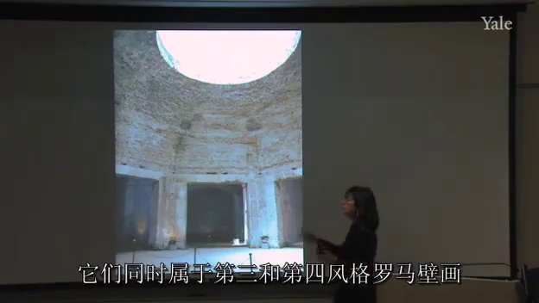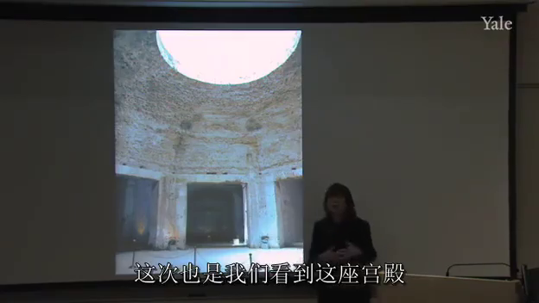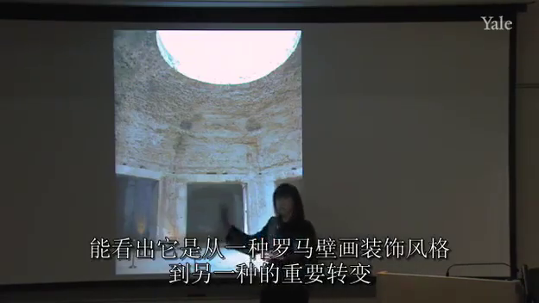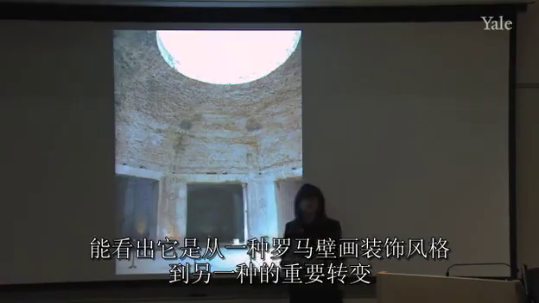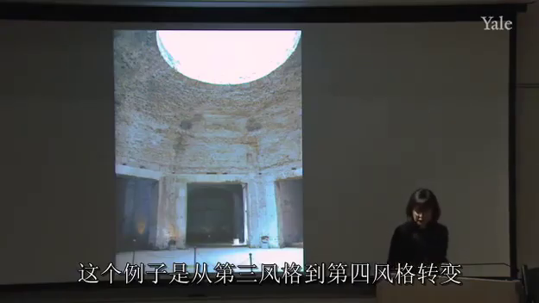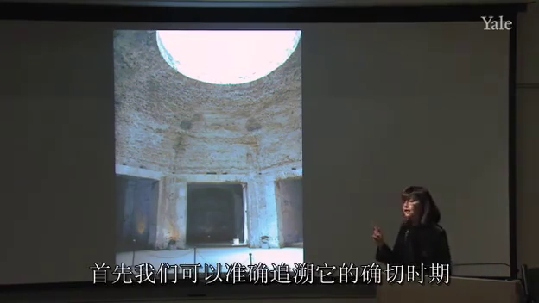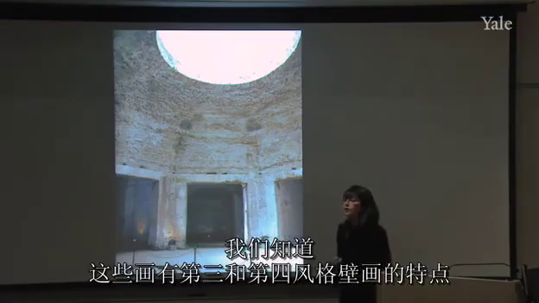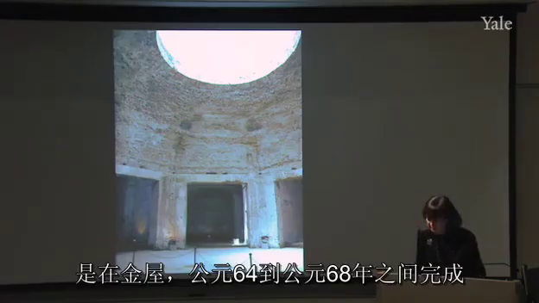So once again, we seem to be in a situation where we are looking at a palace, in this case commissioned by an imperial patron, in which it looks like there was an important transition from one Roman wall painting decoration style to another, in this case the third style to the fourth style. The Domus Aurea paintings are important for three major reasons. The first reason is we can date them exactly. We know that these paintings, both of the third and the fourth styles, were done in the Domus Aurea between 64 AD and 68 AD.